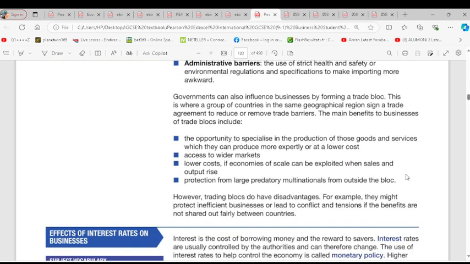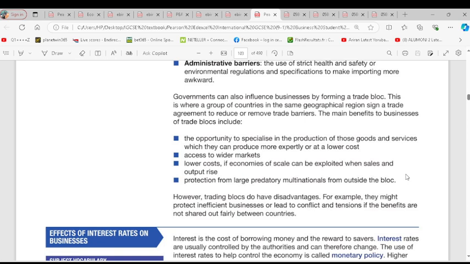Government can also influence businesses by forming a trade bloc. This is where a group of countries in the same geographical region sign a trade agreement to reduce or remove trade barriers. A trade bloc means people within the same geographical location are able to transact with each other. They stop others that are not there. For example, the Arab countries like Egypt, Tunisia, Libya, Algeria, being able to trade and not allowing West African countries to trade with them. They can do this too. Is it clear, please? So we call it a trade bloc, where they deal with each other.